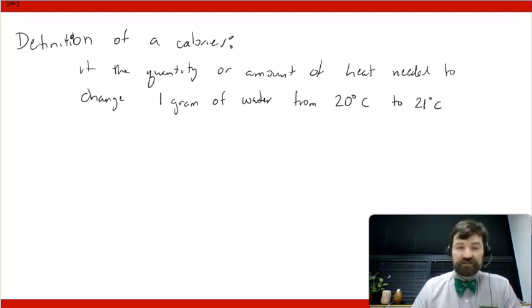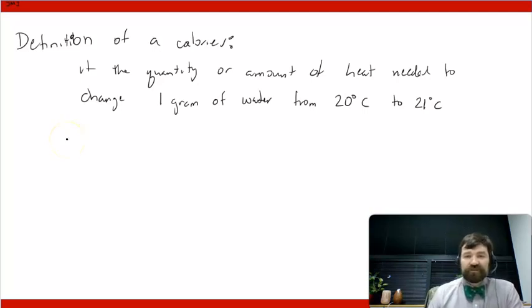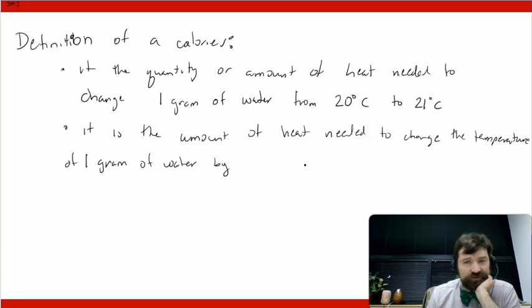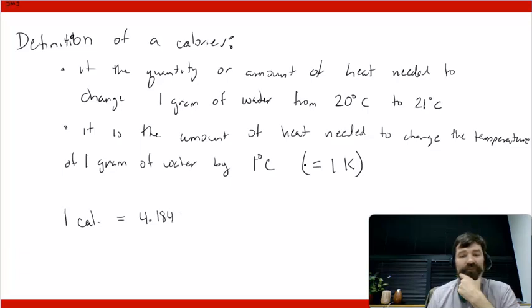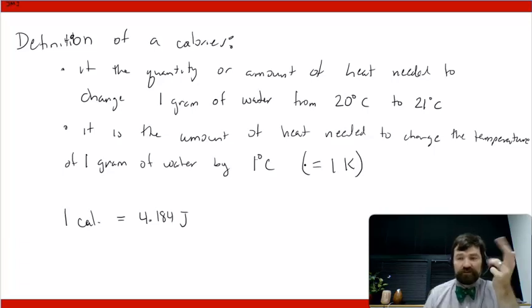There are actually slight differences, so we'll use this as the formal definition and a colloquial definition, which says simply that it is the amount of heat needed to change the temperature of 1 gram of water by 1 degree C, which is also by 1 Kelvin. And again, 1 calorie, 1 cal, is equal to 4.184 joules. So it actually takes 4.184 joules of heat to raise the temperature of 1 gram of water from 20 degrees to 21 degrees.